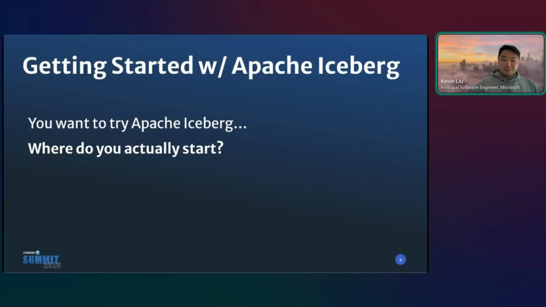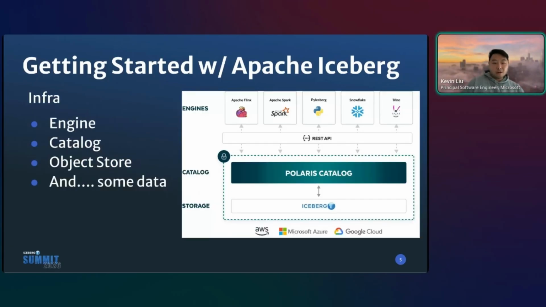So this problem that I've been having working with open source, working with Apache Iceberg, is trying to get more and more people to use it and lower the ramp for starting. So, as a new user, as a community member, you want to try Iceberg. Where do you first start? There are a couple of things that you need to get started. You need an engine to run some nice compute. You need a catalog and object store and some test data.